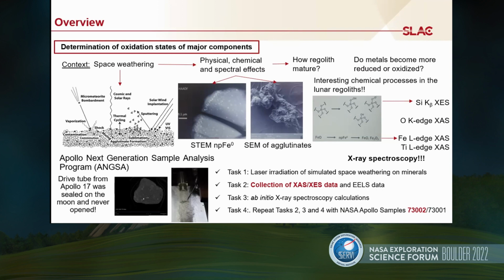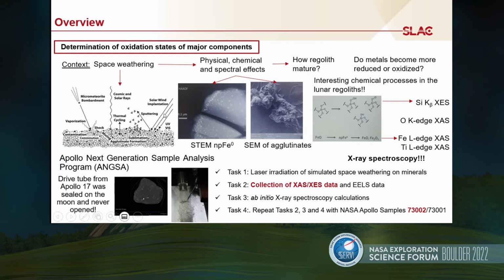Remember that space weathering describes all the processes that occur on the Moon, such as micrometeorite bombardment and all the physical, chemical, and spectral effects that occur, such as agglutinate formation, but also sublimation and contamination. So that we need to take into account.